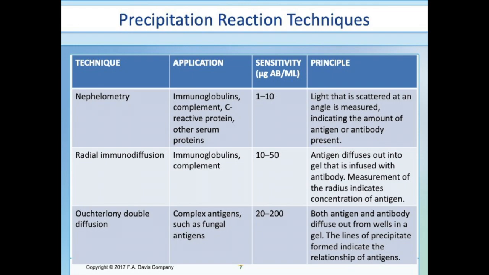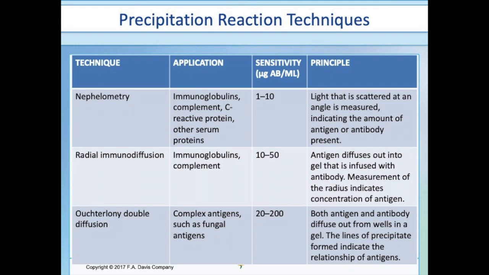So, what is the principle of nephelometry? Nephelometry is closely related to turbidimetry. In nephelometry, light that is scattered at an angle is measured, indicating the amount of either antigen or antibody present. In turbidimetry, we are measuring the amount of light that is blocked. In nephelometry, we are measuring the amount of scattered light. Okay?